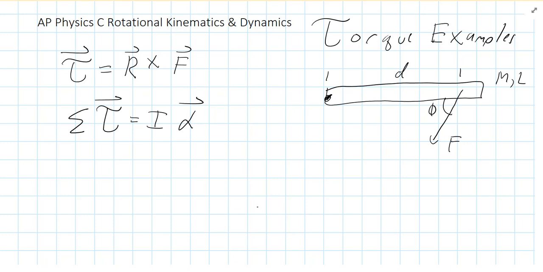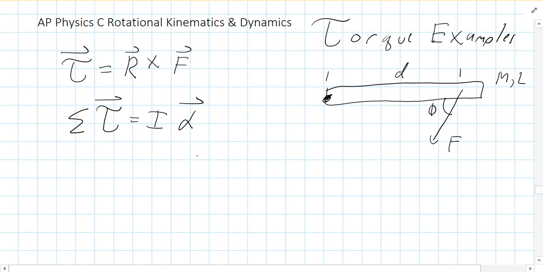So the first example, I've drawn it already, is the one we introduced in the previous video. We have a rod and we're pulling on it with a force F at an angle, and we're not pulling at the end of the rod. The rod is pivoted at its end though. So what I want to know is what's the torque acting on the rod and what's the angular acceleration.